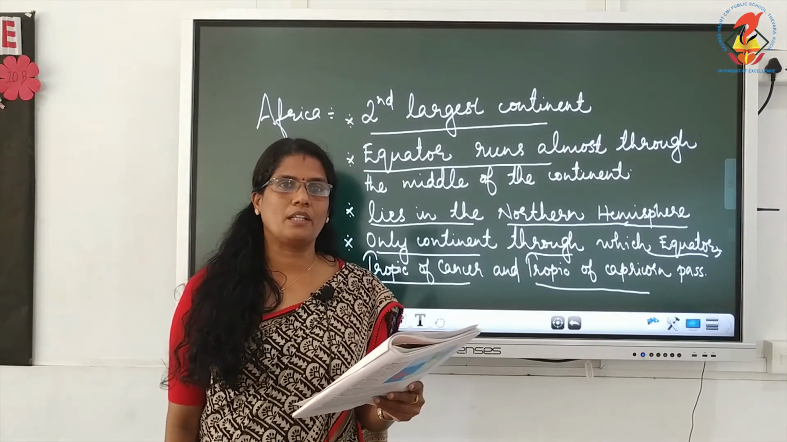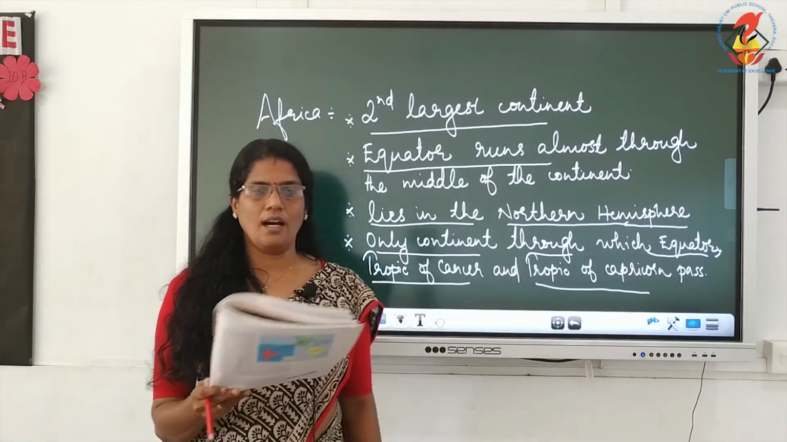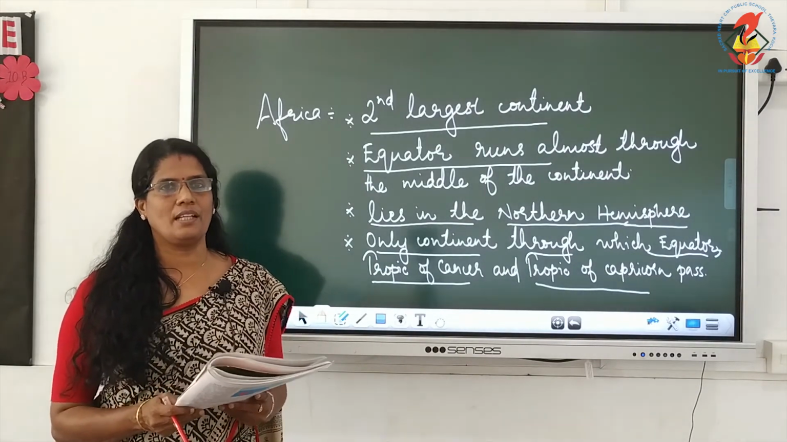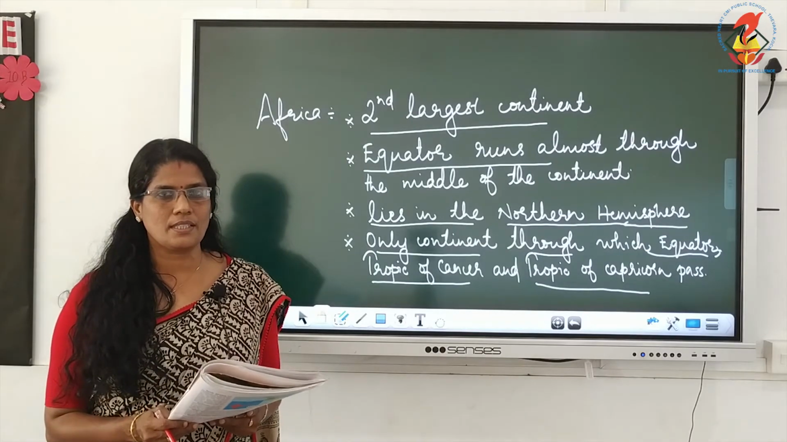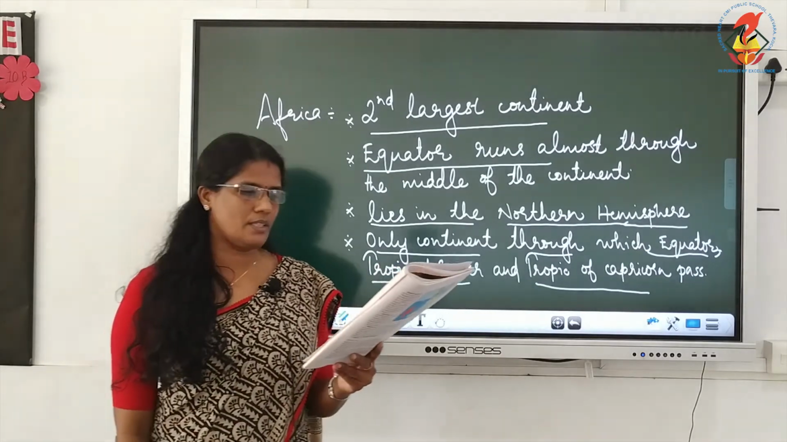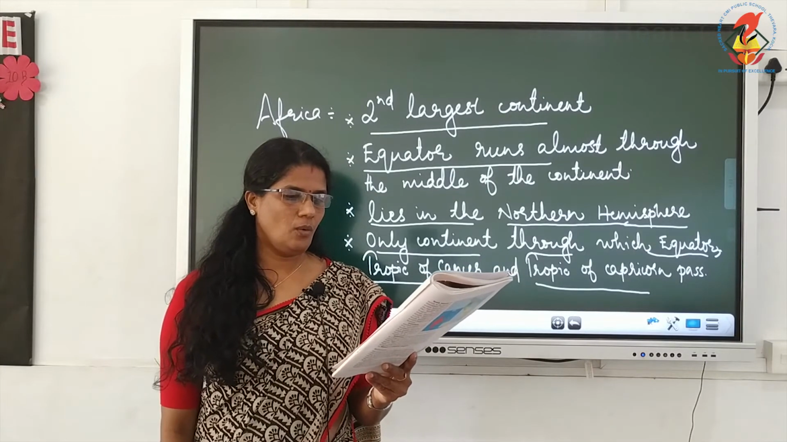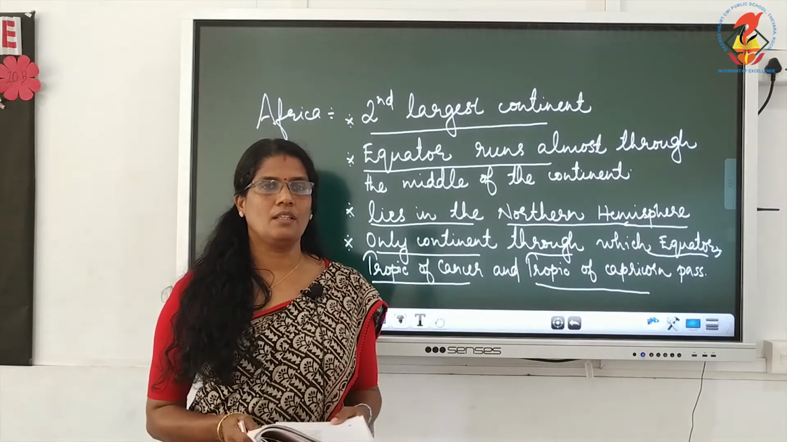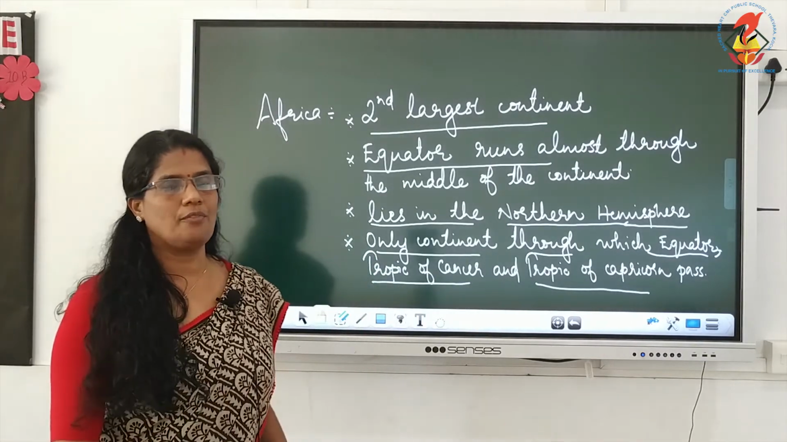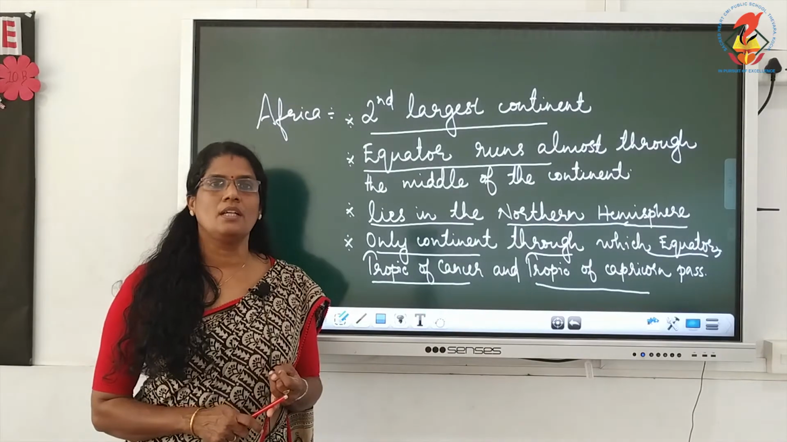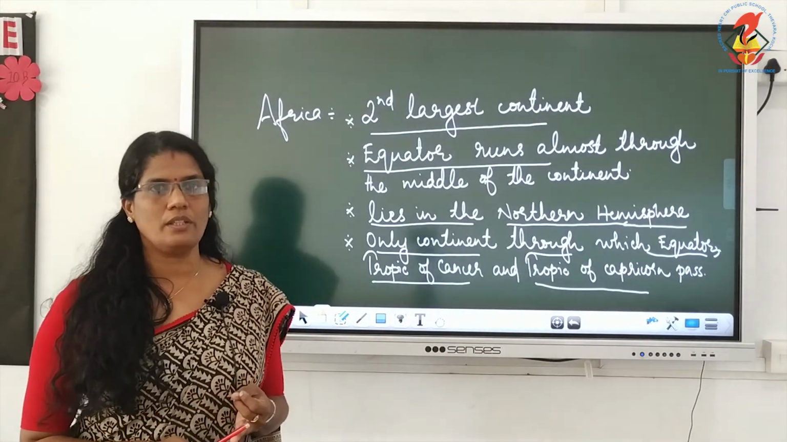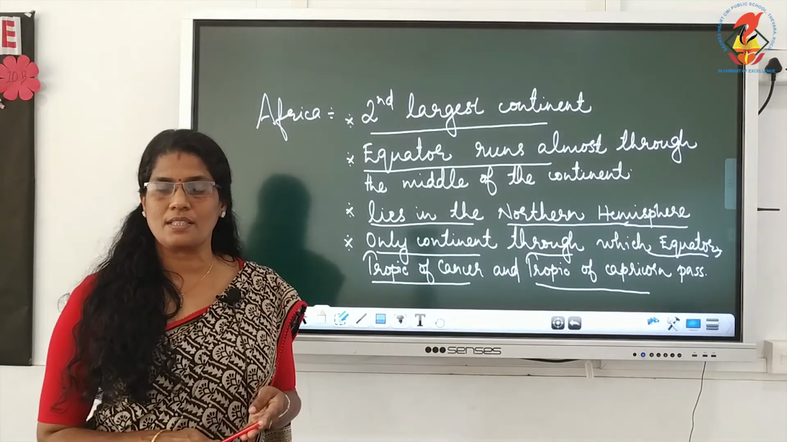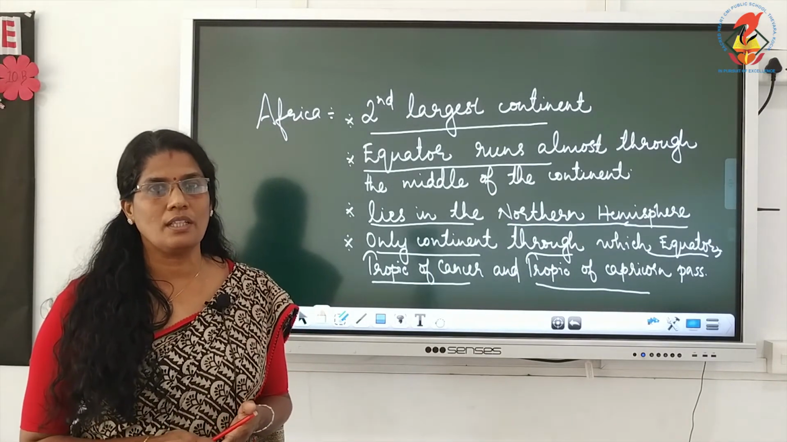There is one more paragraph given where you have to underline: the Sahara Desert, the world's largest hot desert, is located in Africa. Underline that point also. Now one more: the world's longest river, the Nile, flows through Africa. Africa is the second largest continent. Tropic of Cancer, Tropic of Capricorn and the equator pass through this continent. It has the world's largest desert, Sahara, and the longest river, Nile.